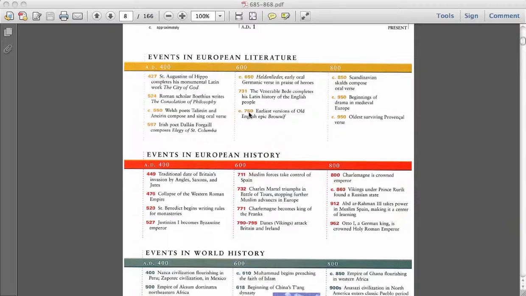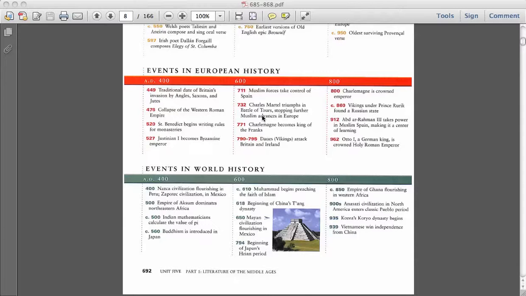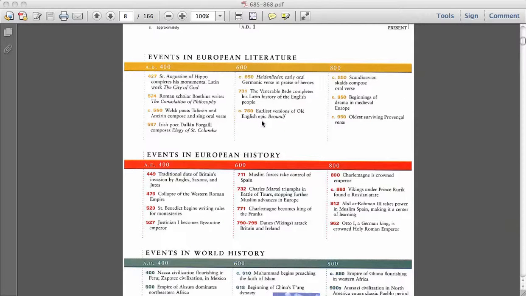Okay. So now we have Beowulf. This is on the left-hand page, page 692. So it's right here in Events in European Literature. Now we have to go up and down and find the one that has to do with the Nibelungenlied. Scandinavian scholars composed oral verse. No, that's not it. Beginnings of drama in Europe. No, that's not it. Oldest surviving provincial verse. No. So we're going on to the next page.